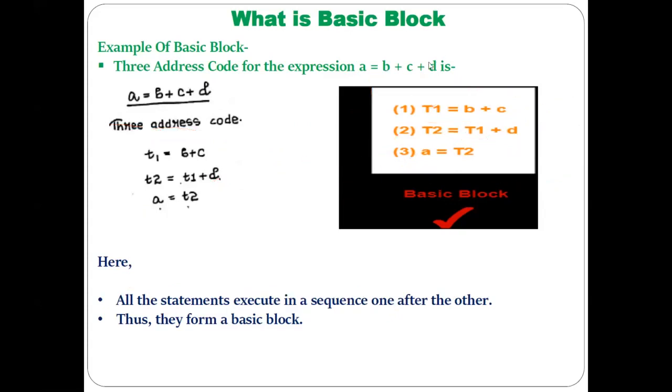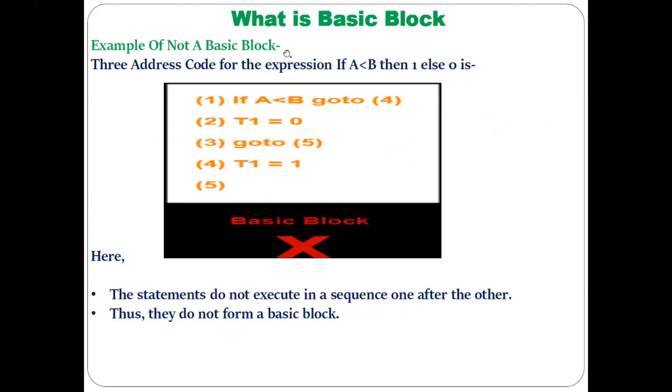Okay, now let's take another example and check whether that particular sequence of statements can be called a basic block or not. Now if you see, this is the example we have given: if a is less than b, then 1 else 0. Such an example can be asked in the exam, and for that you have to generate the intermediate code as three address code. Now the expression given is: if a is less than b, then 1 else 0.